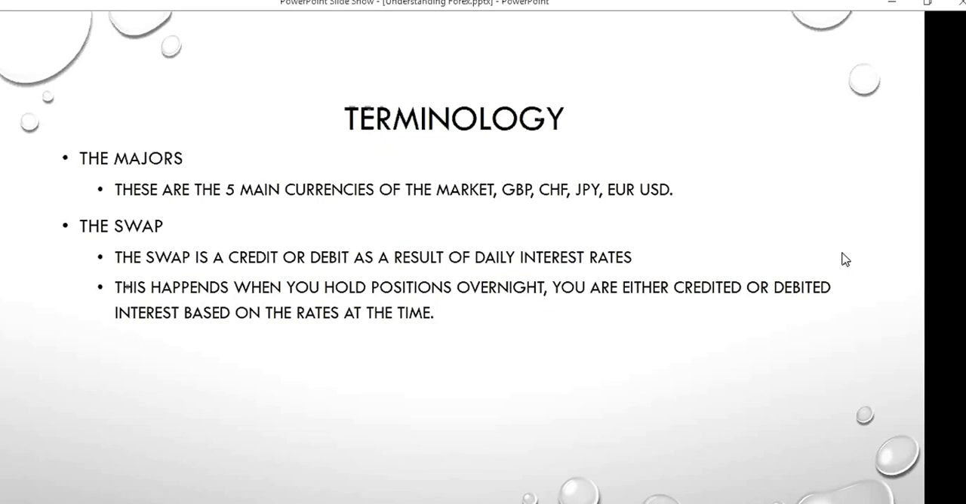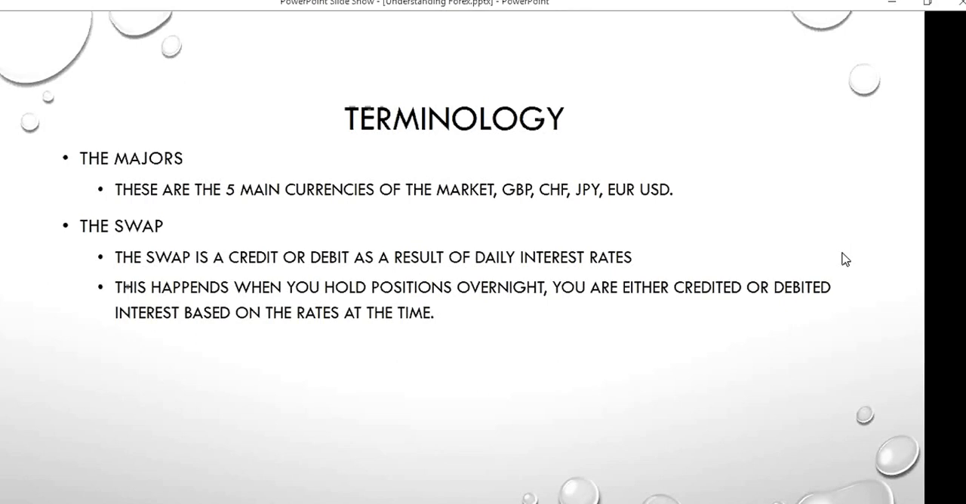The other thing that you have to look out for is just the swap. So a swap is basically a credit or a debit as a result of the daily interest rates. So every country has interest rates, positive or negative in terms of the Japanese yen now. And this happens only when you're holding positions overnight.